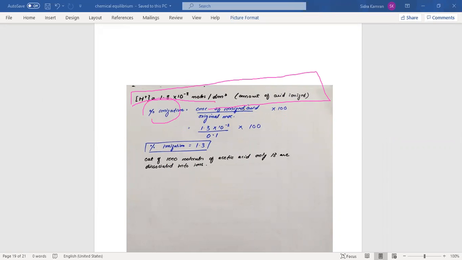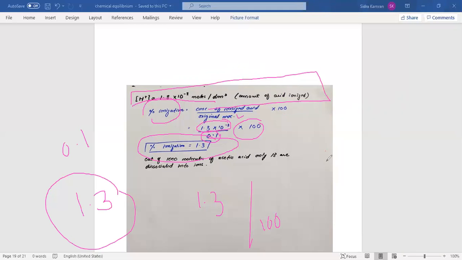According to the formula, the concentration of the ionized acid, how much acid is ionized, is 1.3 exponent minus 3, divided by the original concentration of acid. Originally the acid is 0.1 mole per dm cube. So divide these terms and multiply by 100, and you will get the percentage ionization of acetic acid, which has a molarity of 0.1, and a percentage ionization of 1.3. This represents that 1.3 molecules out of 100 are ionized, and 13 molecules are ionized out of 1000. Clear? By this you can calculate the percentage ionization of different acids and get an idea about their strength, how strong an acid is and how weak it is.